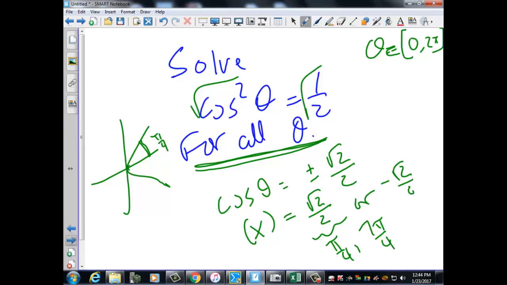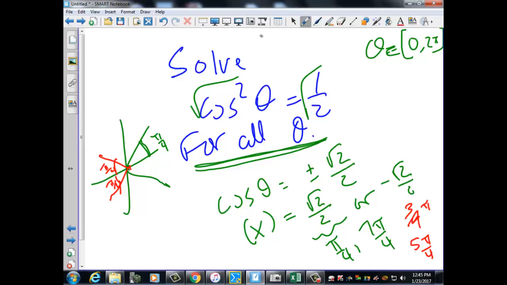Quadrants 2 and 3, right? So we're negative then here and here. Well, that makes this pi over 4 and makes this pi over 4. So what are those two answers? 3 pi over 4 and 5 pi over 4. So those are the four answers that are from 0 to 2 pi. Do we agree?